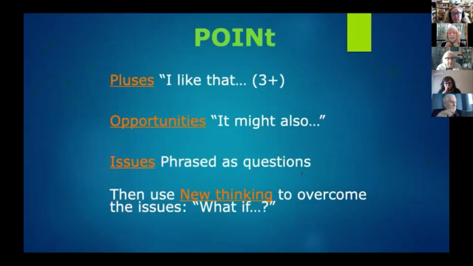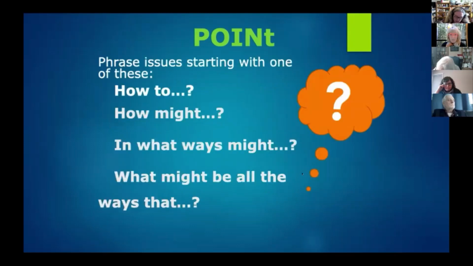More or less. And I talked about PONT, which is just something to remind me. I use this a lot. And to use pluses, like, when you're talking to someone, well, I like that and this. And then the opportunities: well, it might also be good to think about this. And then the issues are better phrased as questions, and we did a little bit of that in the ideation session. And then the new thinking part is just using phrases like, well, what if we did this? That sort of thing.